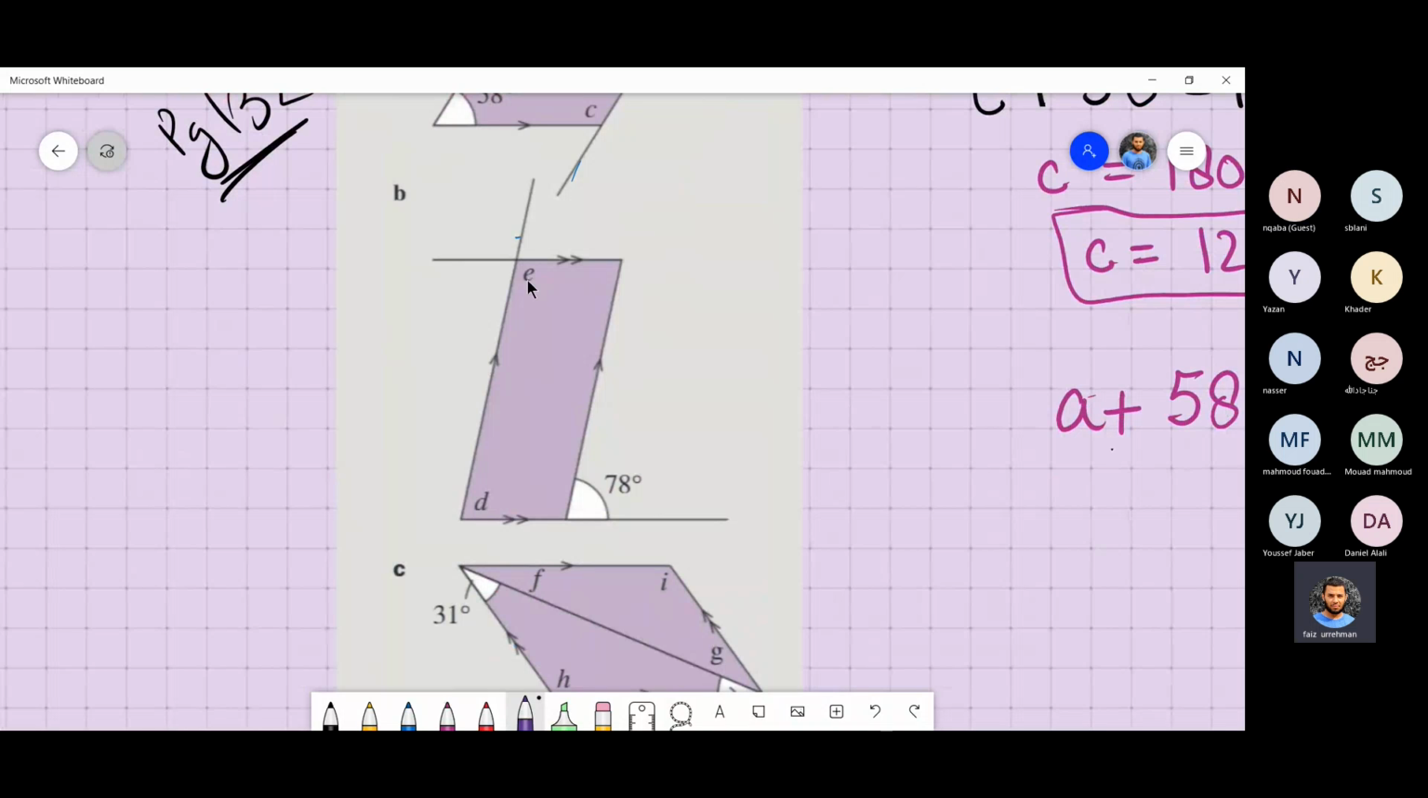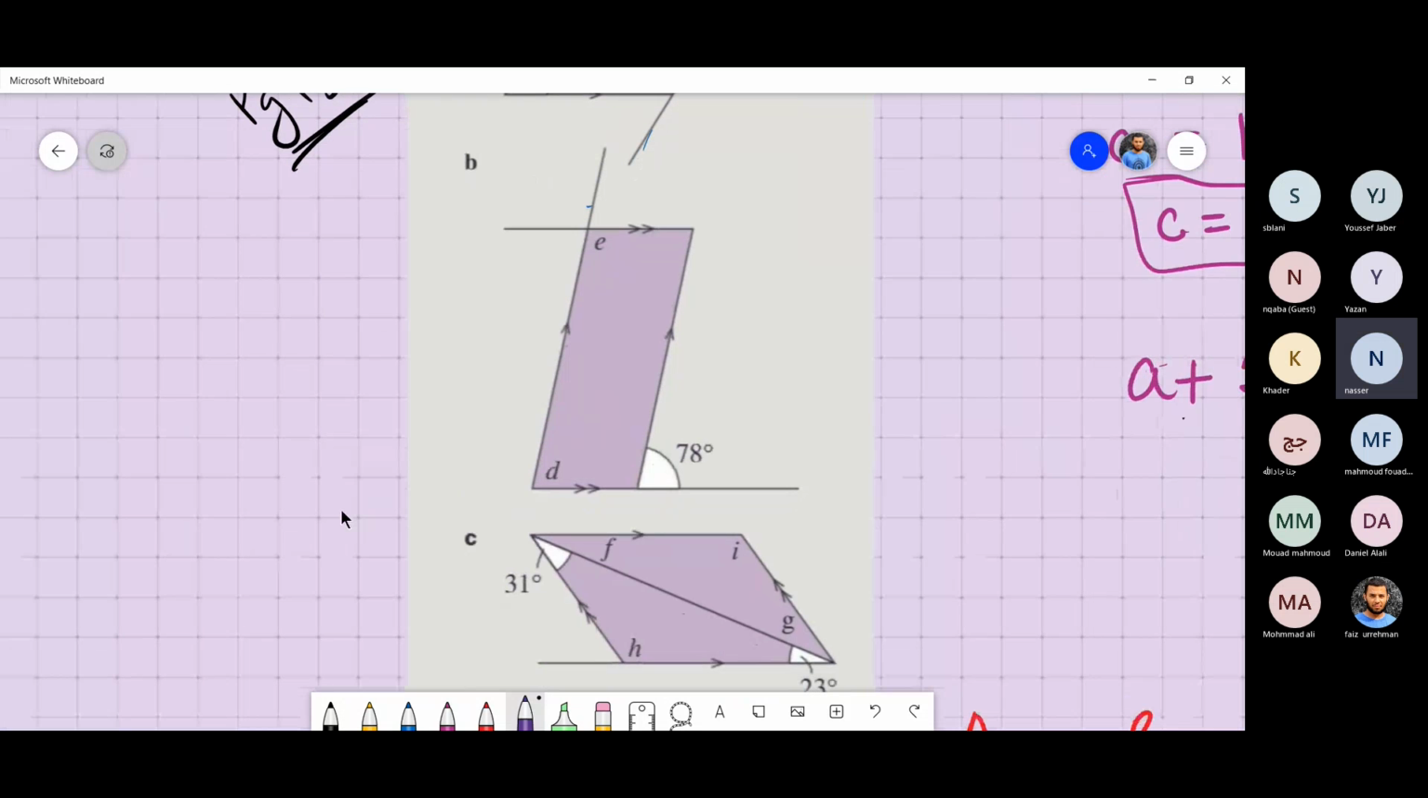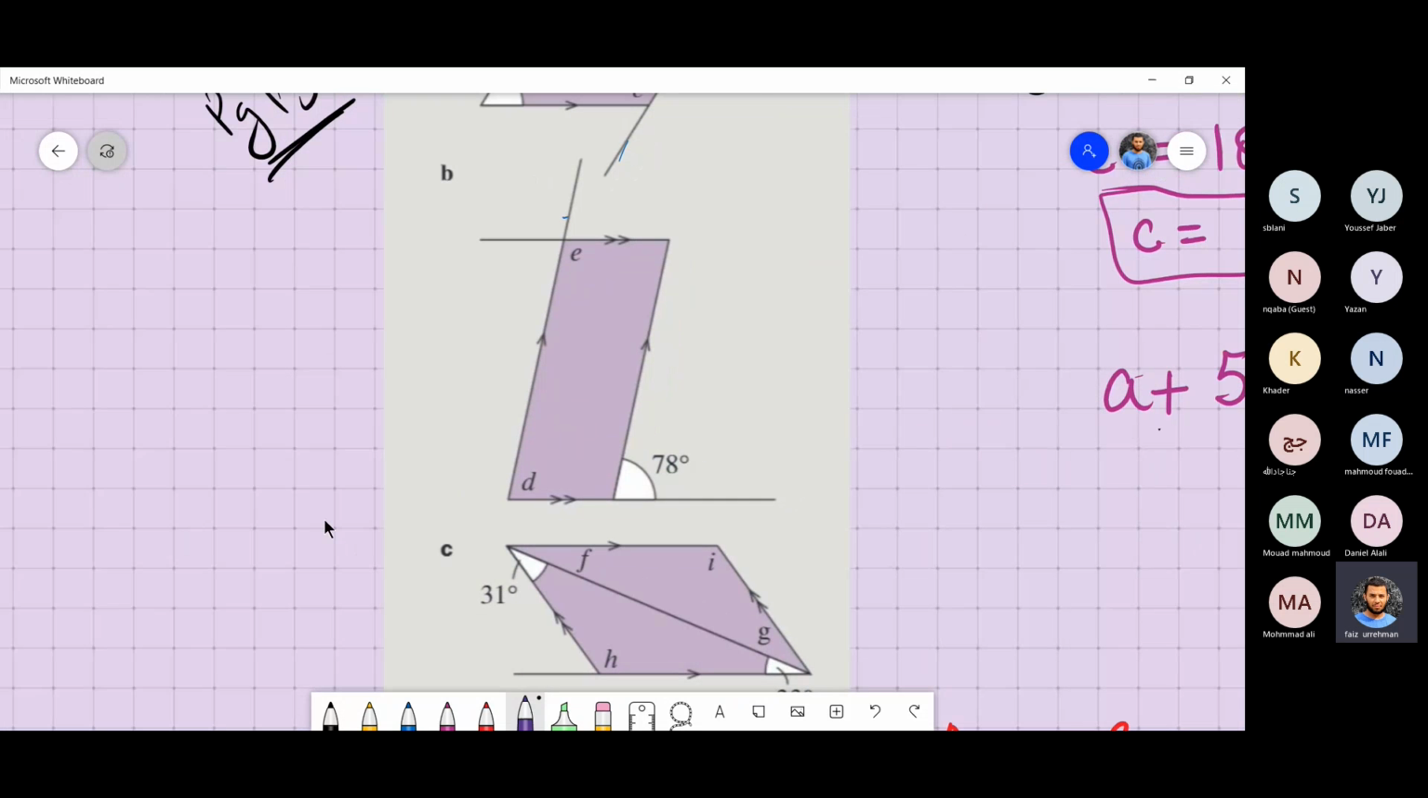Now the same parallel lines are coming here in the second part. These are two parallel lines. How many variables are there? 2 variables, E and D. One angle is given, 78. Which angle can we find first and by which property? D. D is 28? By which property?